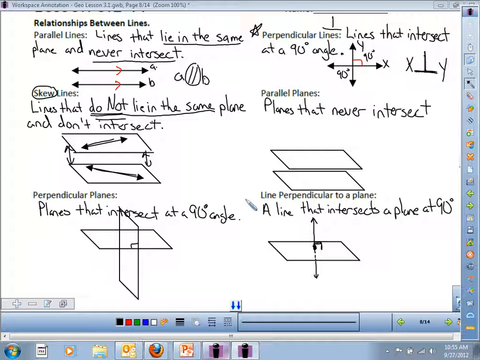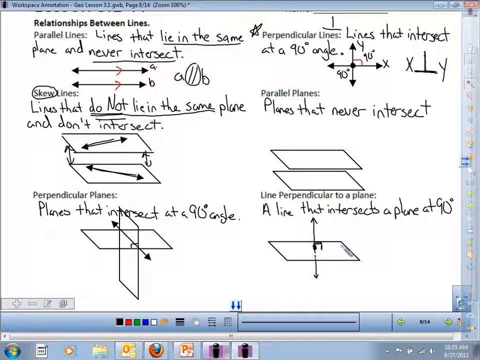Perpendicular planes, again another very simple one here, are planes that intersect at a 90-degree angle. You can think of this as the floor hitting the wall. Those are going to be perpendicular. Now, what I also want to review real quick is, if you remember, if I intersect two lines up here at perpendicular lines, those two are going to intersect at a point. Two lines intersect at a point. But if we intersect two planes, two planes are going to intersect all the way along that line. So two planes intersect along a line. Now that's a review. Alright, so planes that intersect at 90 degrees are perpendicular planes.